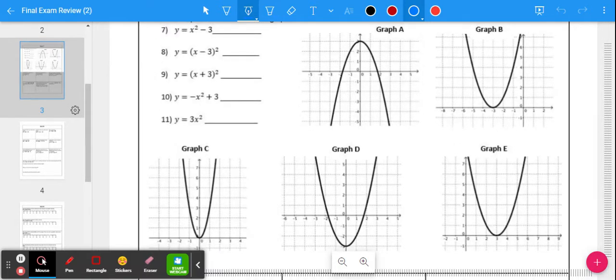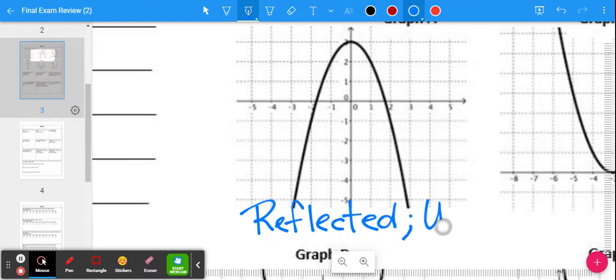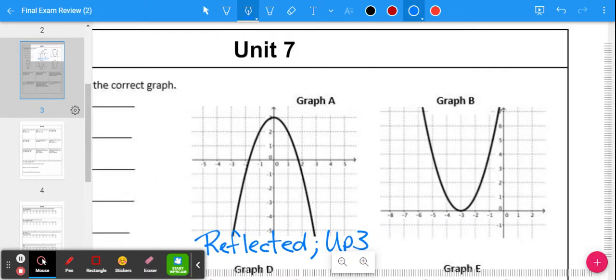When we look at all of these, we see that graph A has been moved up 3 units and reflected. Remember, those reflections have to do with that negative A value. Graph B has been moved left 3 units, and sometimes it's good to go ahead and write these things at the same time. So graph A was reflected and then up 3. Graph B was moved left 3.